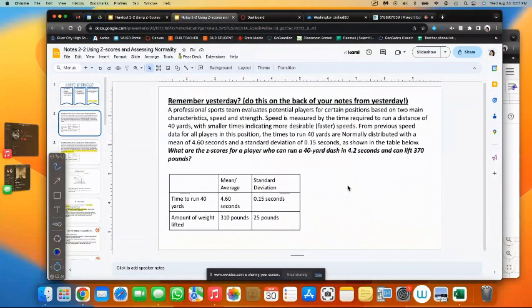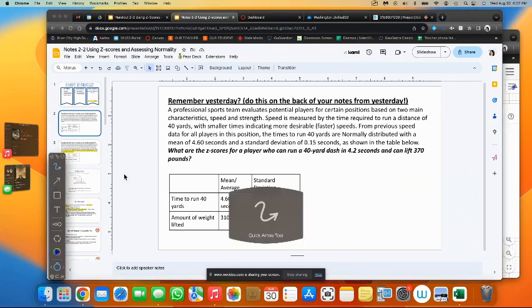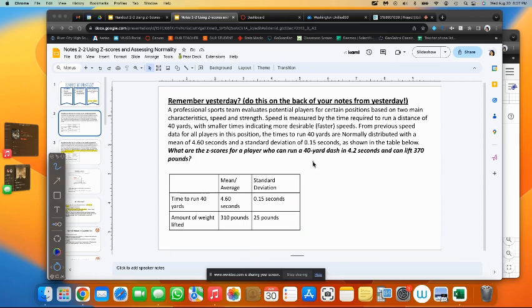All right, so here's a video that talks about how to use z-scores and how we assess normality. So in the previous lesson, we learned how to calculate z-scores, and we talked about what a z-score actually means. We learned that it is the number of standard deviations someone is above or below the mean.